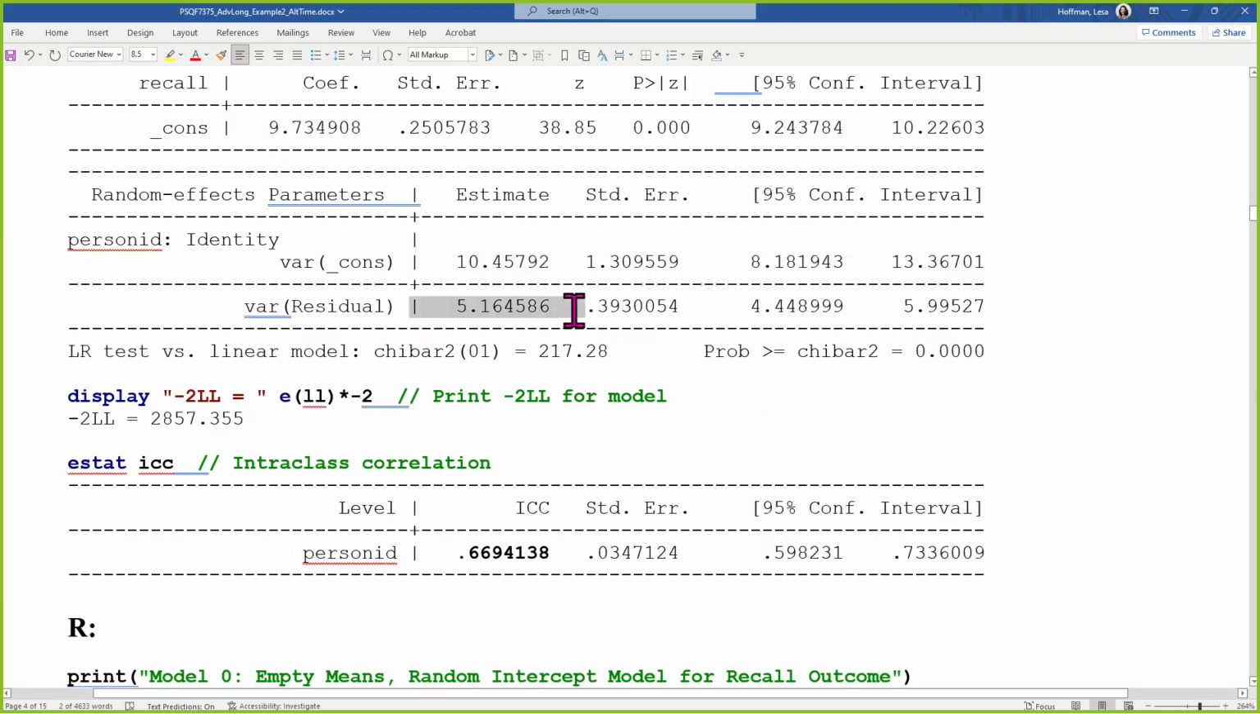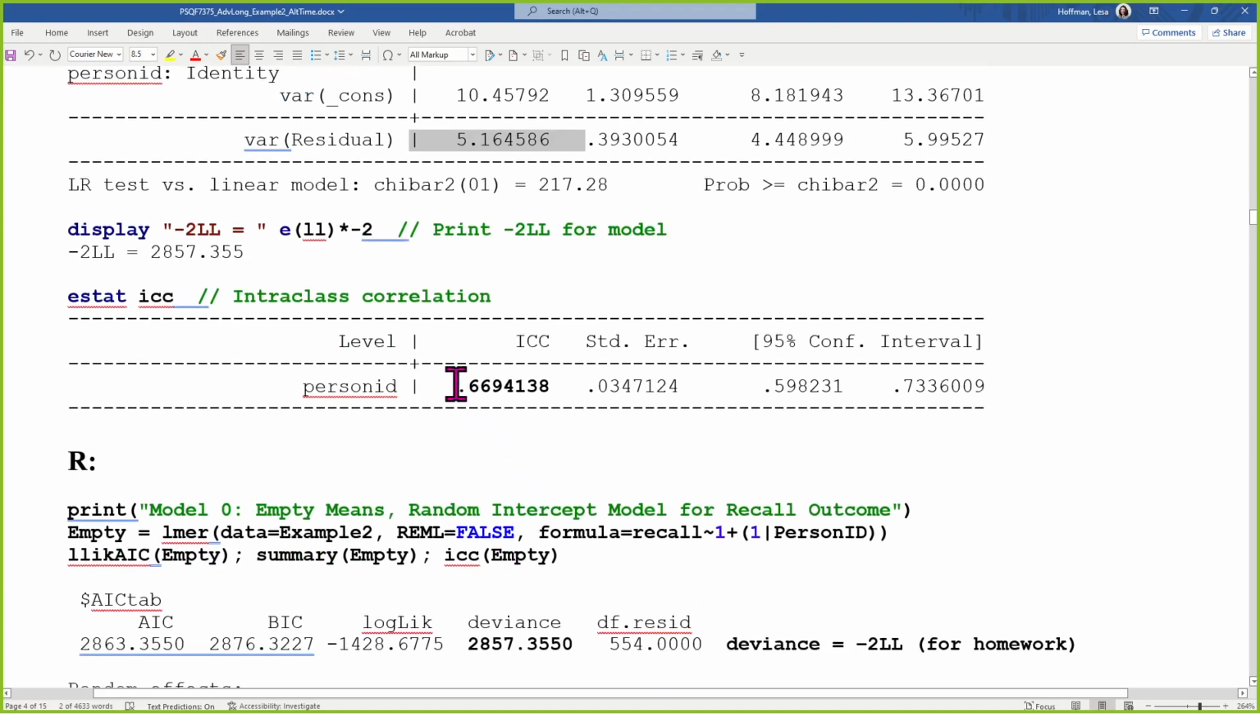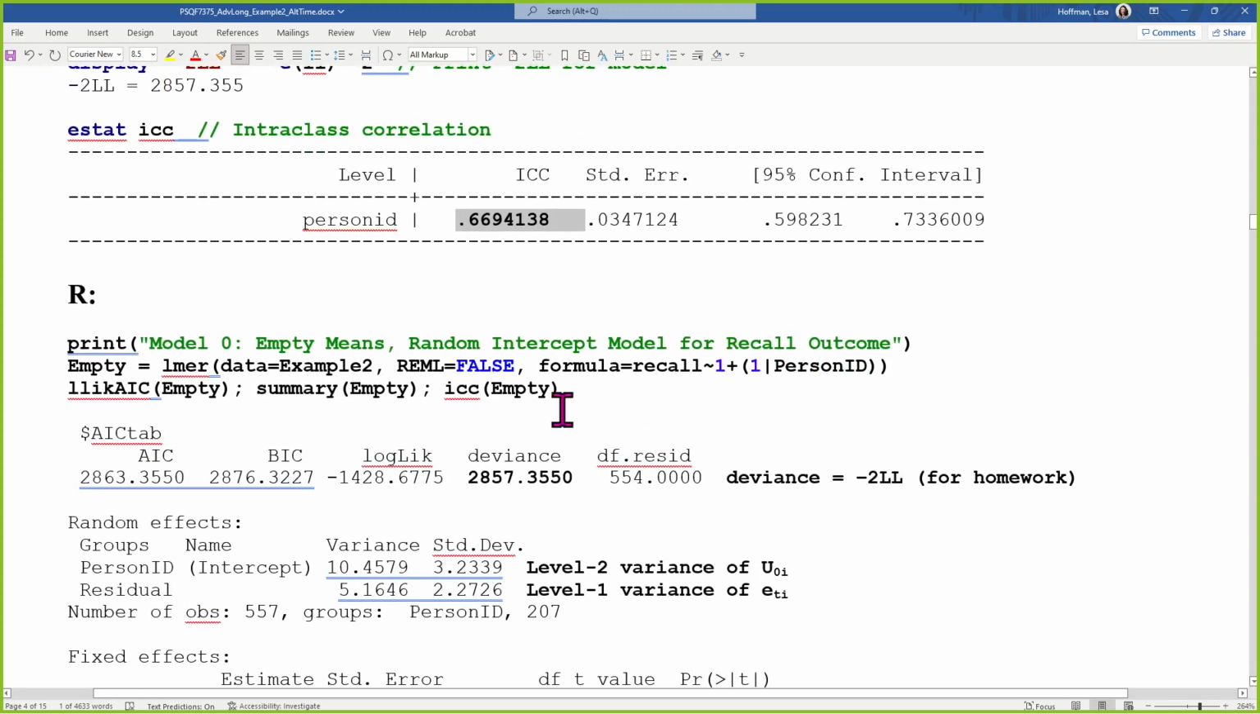10 over 10 plus 5, intraclass correlation for recall is about 67% of the variance. So that means 67% is what? Between or within? Between. Yes, indeed. Level 2, due to mean differences. Some people are better at recall than others. Oh, all the time. Probably true.